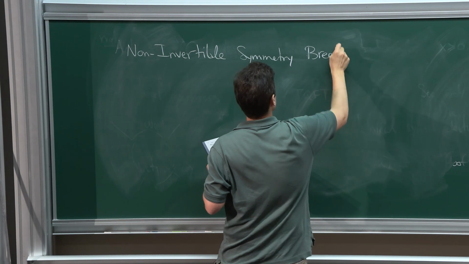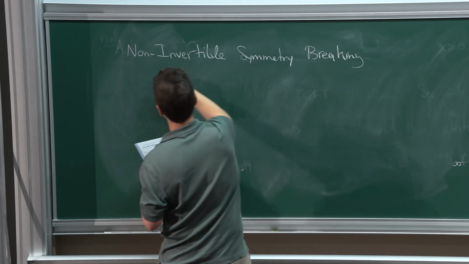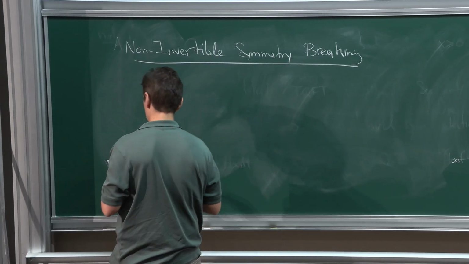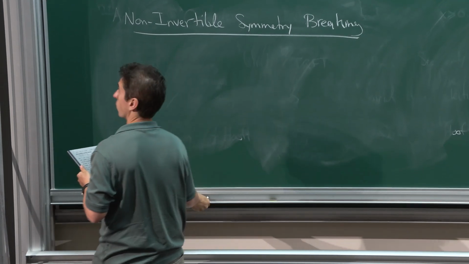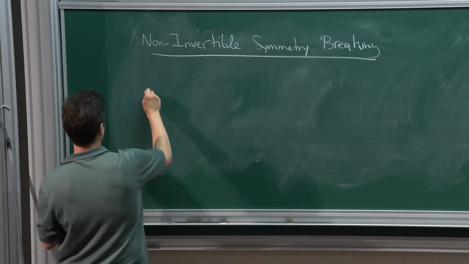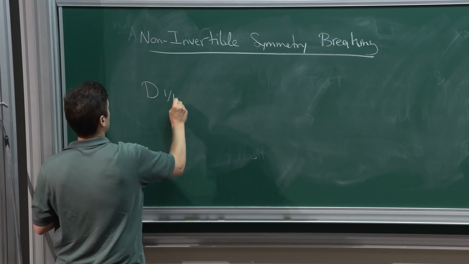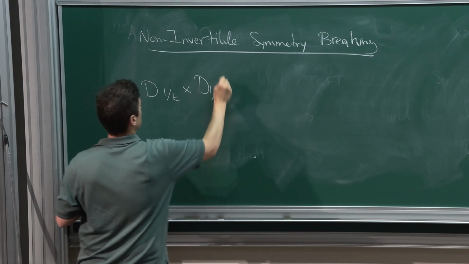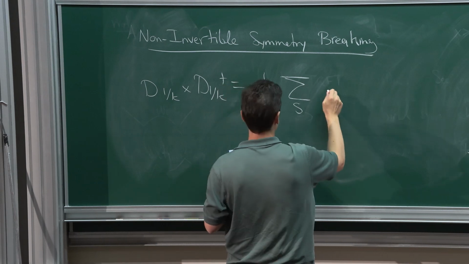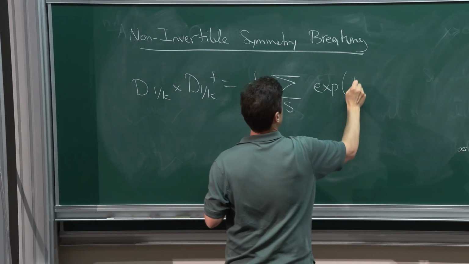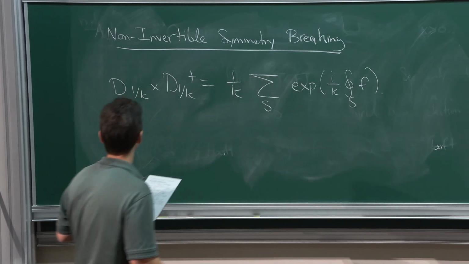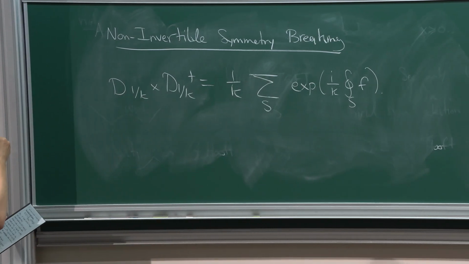What can you expect? Let's go back to our fusion equation. D 1 over K times D 1 over K dagger is this sum, omitting some of the details.